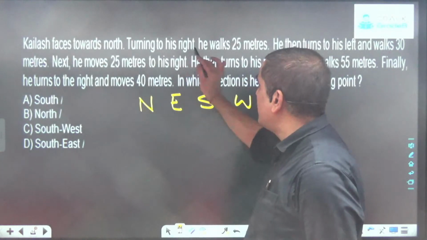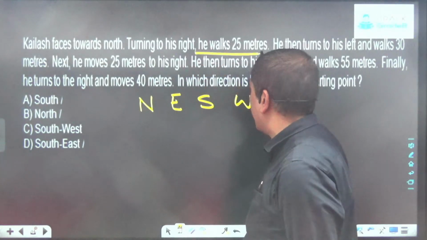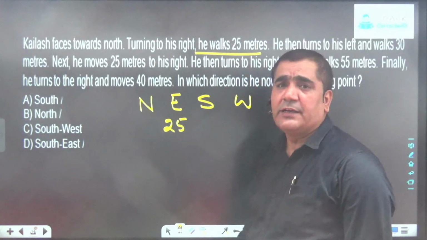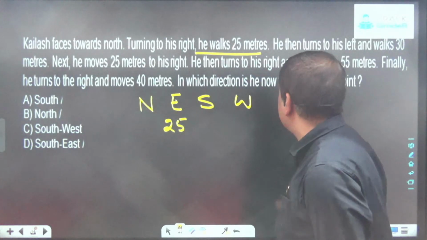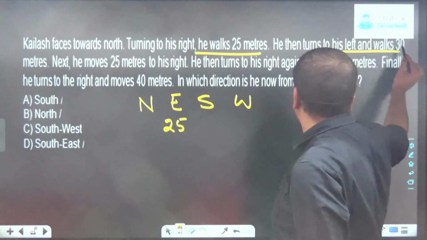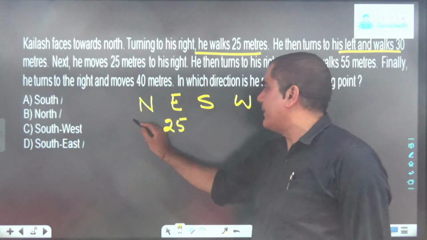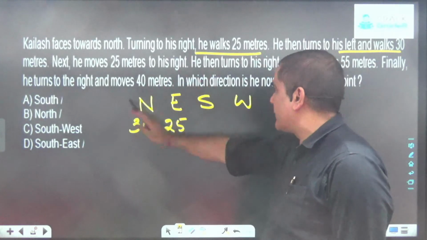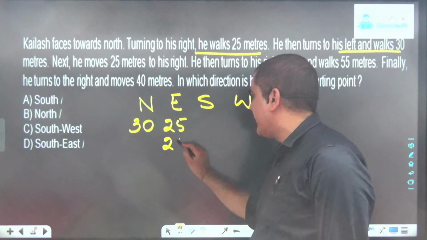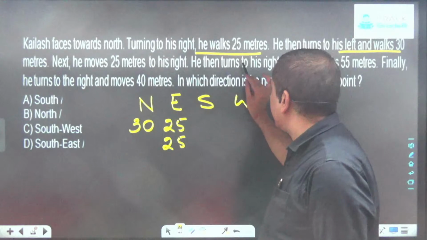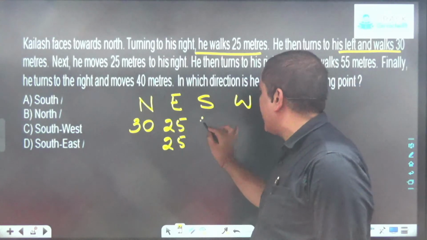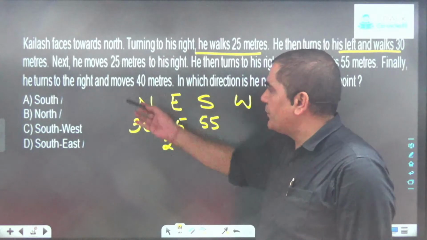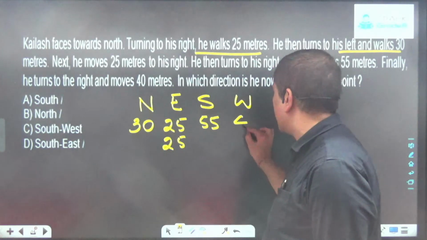Then it says turning to his right, he walked 25 meters. Okay. So north, right will be east. So he starts moving in the east direction and the distance covered is 25 meters. Then it says he then turns to his left and walks 30. So left will be north, 30. Next he moves 25 meters to his right. So right will be this side. The distance will be 25. He then turns to his right again and walks 55. Finally, he turns to his right and moves for 40.